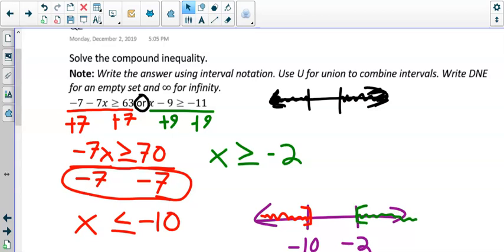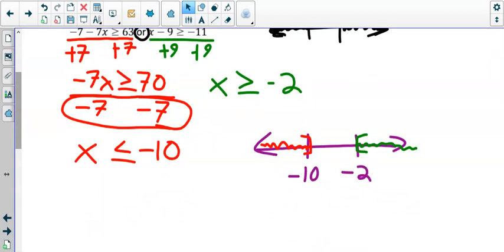Okay? Because ORs, in all actuality, ANDs want where they overlap. ORs say, give me everybody. So that's why we put both of these on our line, because we want all these people invited to the party. We want all these people invited to the party.